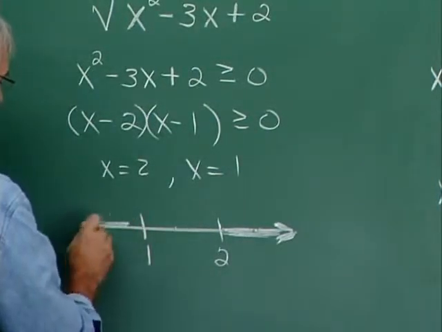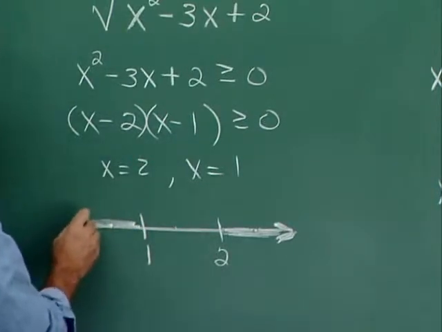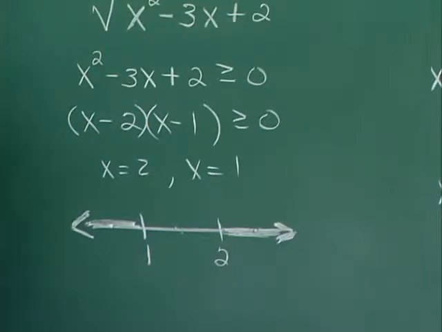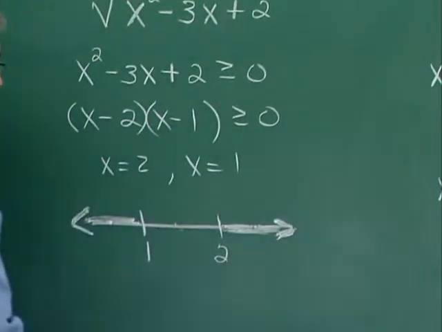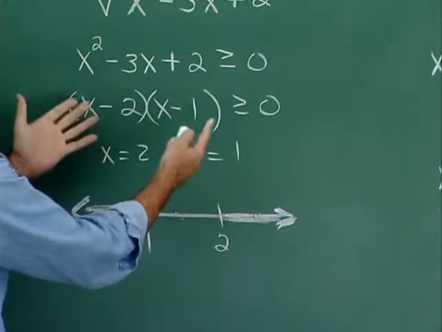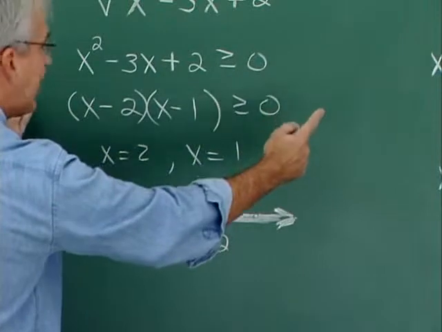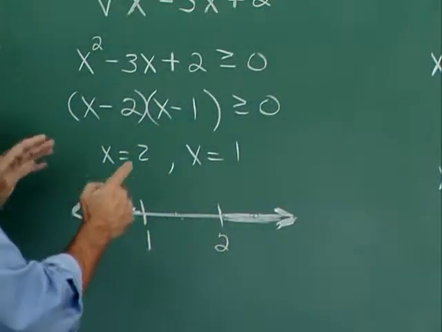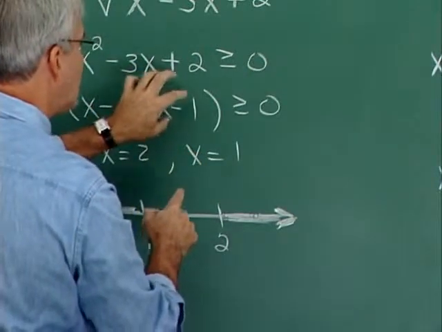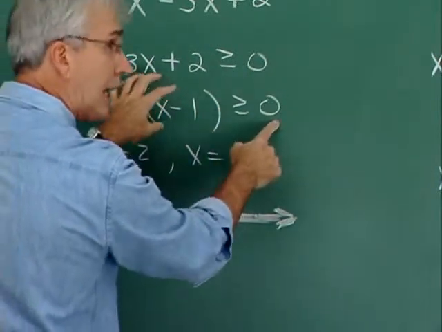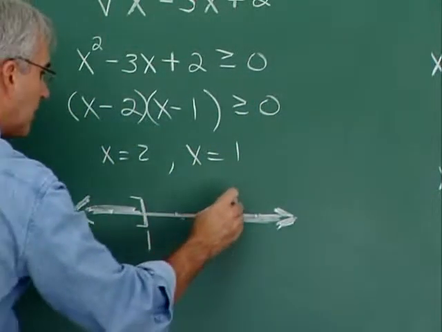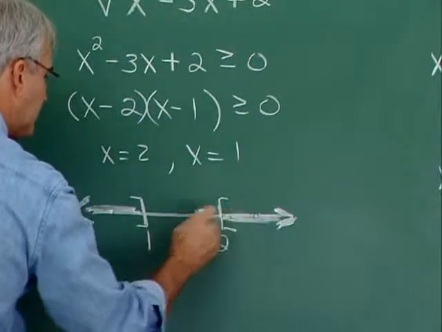We find out that values over here are also part of the domain, but this is not a part of the domain. Well, how do we indicate that? And by the way, what about the critical numbers themselves? 1 and 2 are values that cause the two factors to become 0. It causes this inequality to be, well, true or false. Let's see, if either one of them is 0, then we have 0. Is 0 greater than or equal to 0? Yes. So therefore, the critical numbers are indeed part of our domain for this expression.